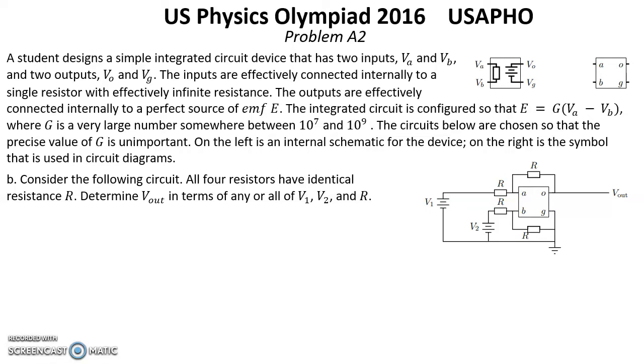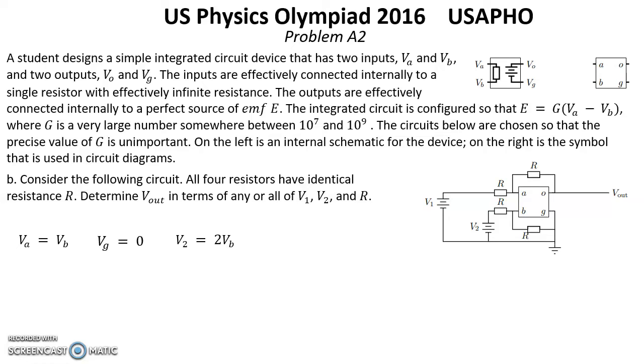Solution for question B. For this part we will assume that VA equals VB, and again VG equals 0. It's grounded. And if current I flows through the bottom resistor below B and G terminal, then V2 is equal to VB, since the voltage drop across the bottom two resistors must be equal.